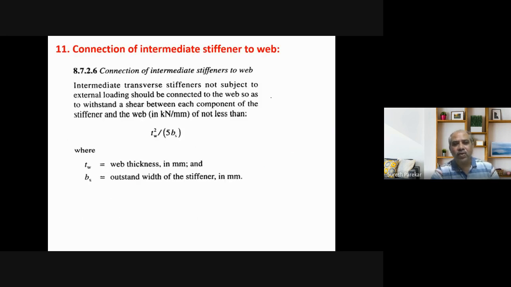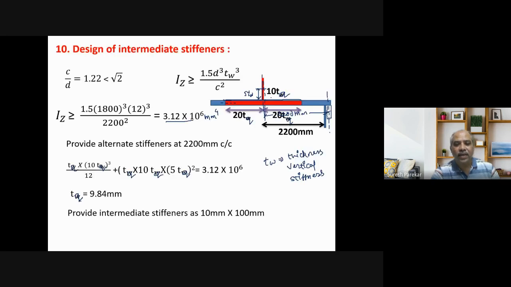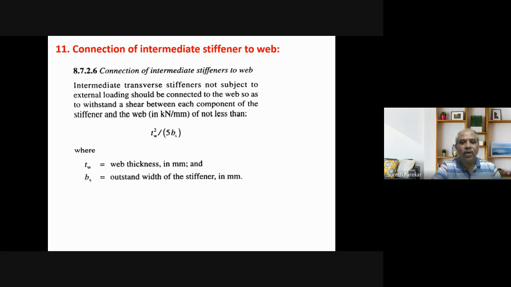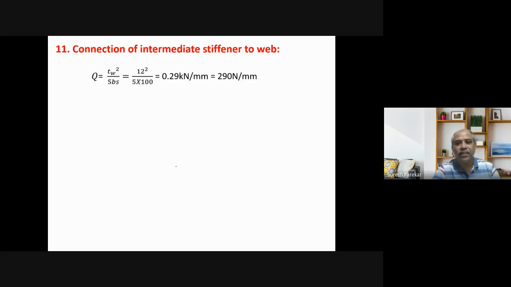So this is according to 8.7.2.6, that shear should not be less than tw square upon 5 bs. bs is outstand, and we have taken this value, that is 100 millimeters. So you can see this tw square upon 5 bs, 5 into 100. Here actually they have mentioned tw as web thickness in millimeters. So we have it as 12 millimeter. So 12 square upon 5 into 100, we will get it as 0.29 kilonewton per millimeter, 290 newton per mm square.